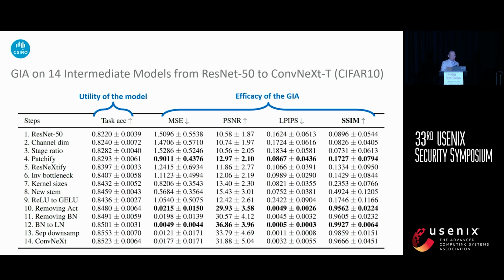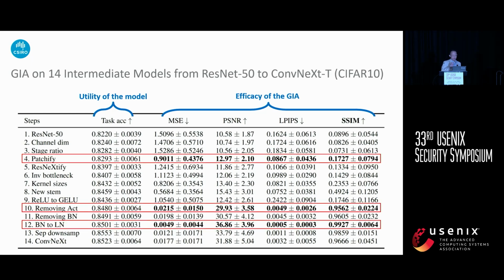And here are the results. As you can see here, if you look at the first row and the last row, you can see the task accuracies are actually quite similar because we make sure the model sizes are quite similar. However, if we look at the efficacy of the GIA, you can see GIA is more effective on transformers, the last row, in terms of MSE, PSNR, SSIM. That means you have a much higher chance to recover the underlying samples when applying the GIA on transformers than on convolutional networks.